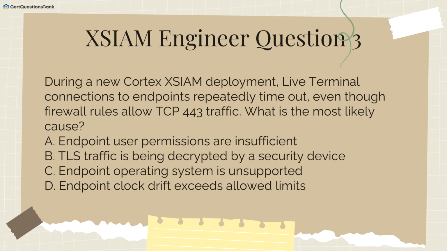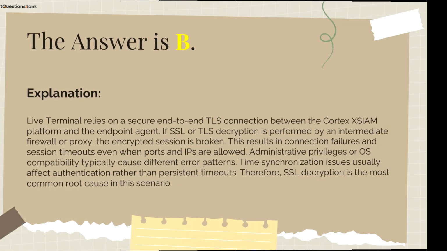During a new Cortex XSIAM deployment, live terminal connections to endpoints repeatedly time out, even though firewall rules allow TCP 443 traffic. What is the most likely cause? A. Endpoint user permissions are insufficient. B. TLS traffic is being decrypted by a security device. C. Endpoint operating system is unsupported. D. Endpoint clock drift exceeds allowed limits. The answer is B.